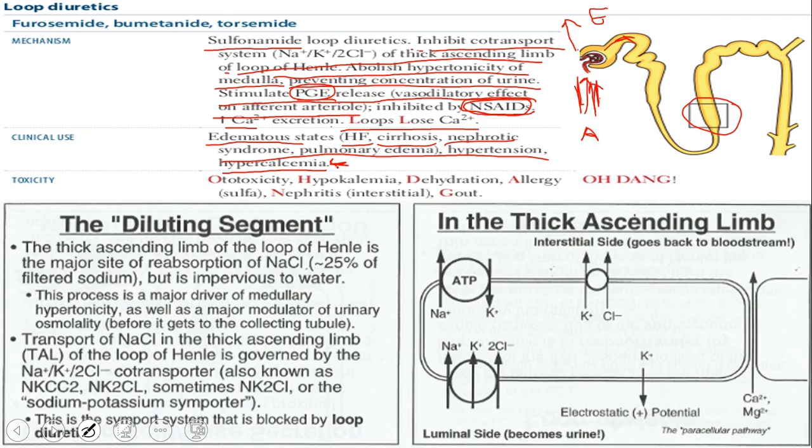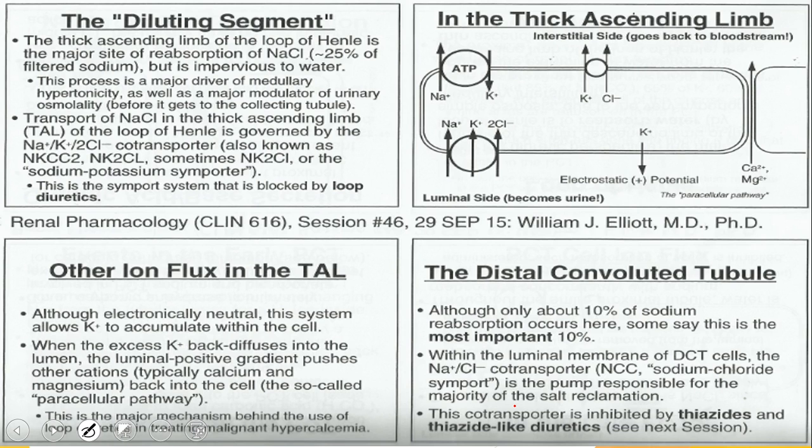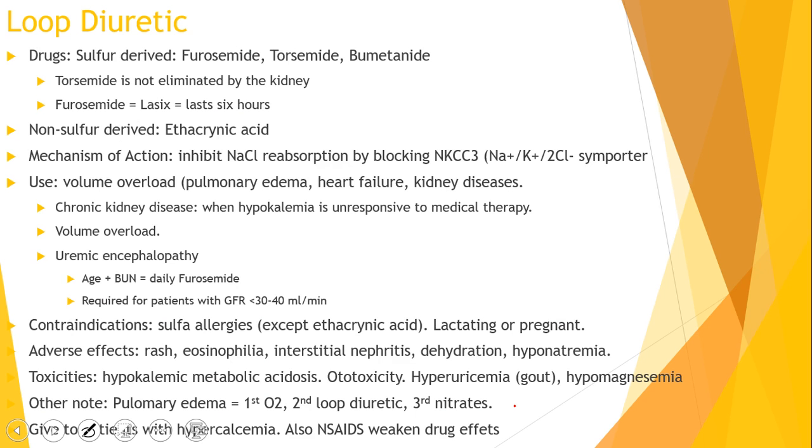Kind of an illustration here of what's happening. Thick ascending limb. I'm probably not going to go through that right now, but just understand that this symport system, this guy right here, is going to be inhibited or blocked by the loop diuretic, and have that effect. Next, we have a little bit more of the breakdown of what's happening here. Not going to talk much about this, but there it is.